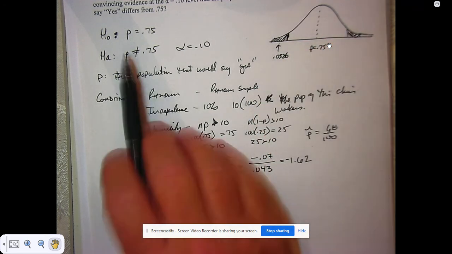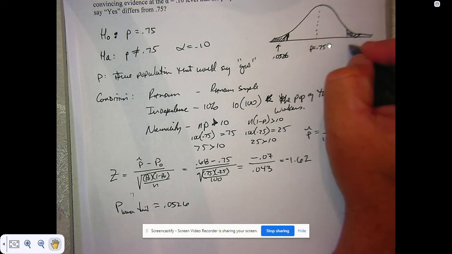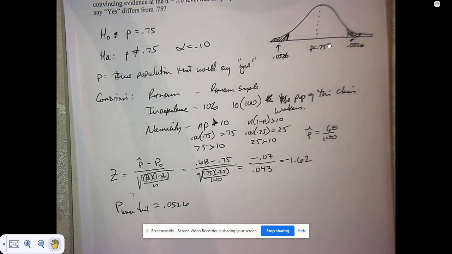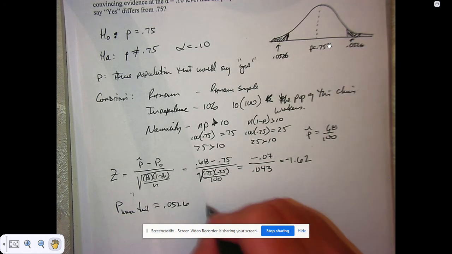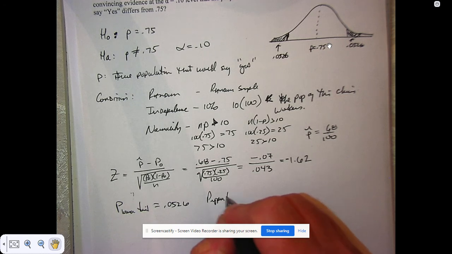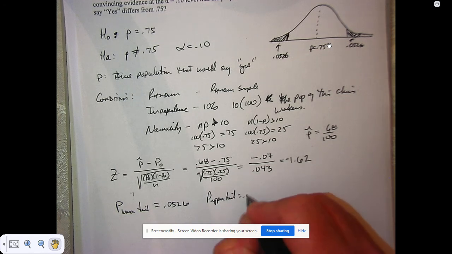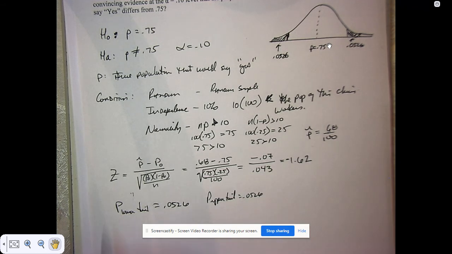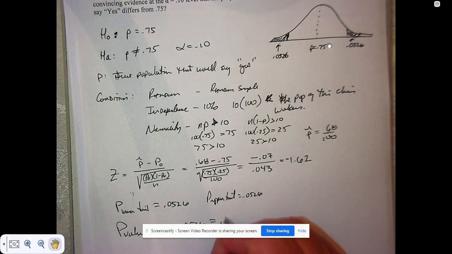But this was not equal to 0.75. So there's going to be an equal and opposite in the other tail. The upper tail is also 0.0526. And so the total p-value is 2 times one of the tails. So now we're looking at 0.1046 for our p-value.